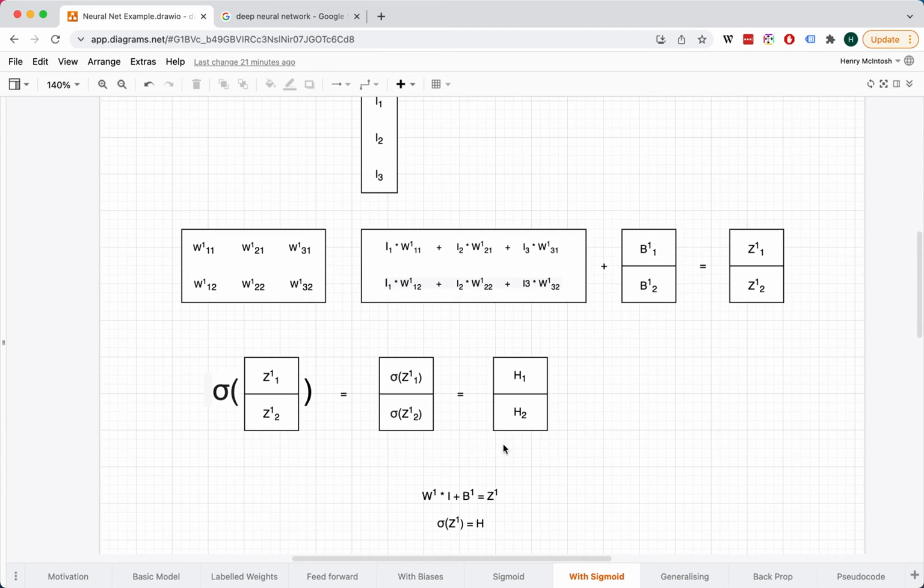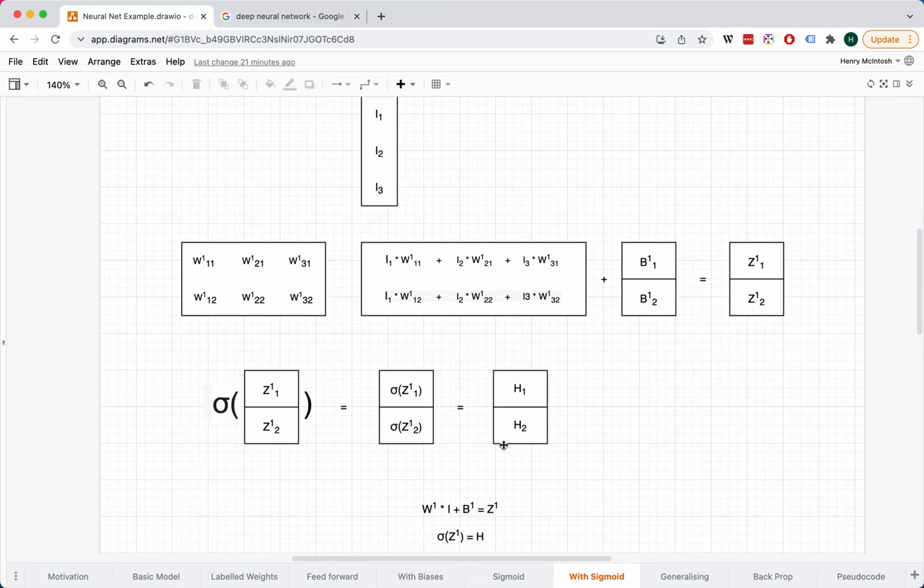So this is a concrete example. We've got the exact same model as before. We've only got 3 layers. What happens if we want to generalize this to an arbitrary number of layers where each layer could be an arbitrary size?